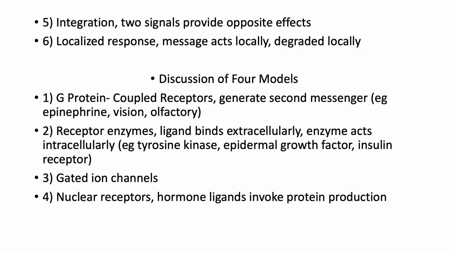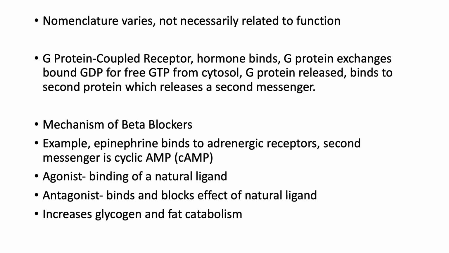A third broad model is gated ion channels. We discussed a little bit of that. And finally, nuclear receptors, where hormone ligands invoke protein production, estrogen being a prime example. The nomenclature varies, not necessarily related to function. We have a G protein coupled receptor where the hormone binds.